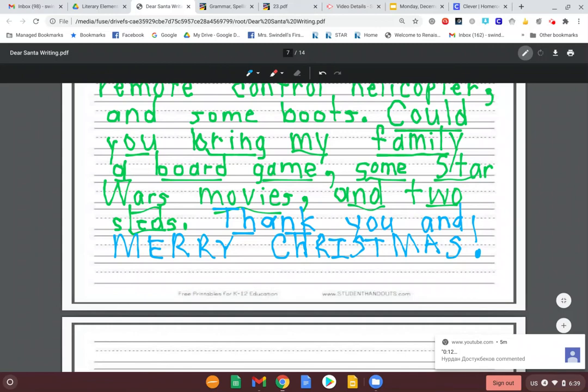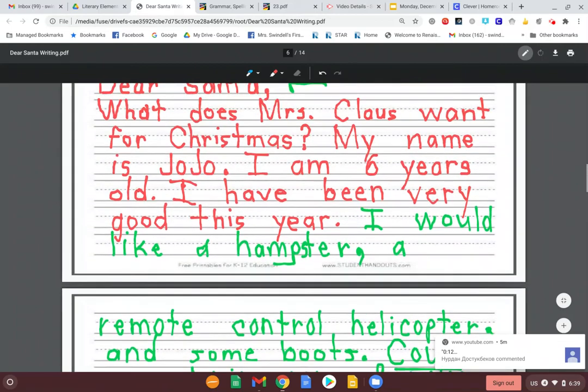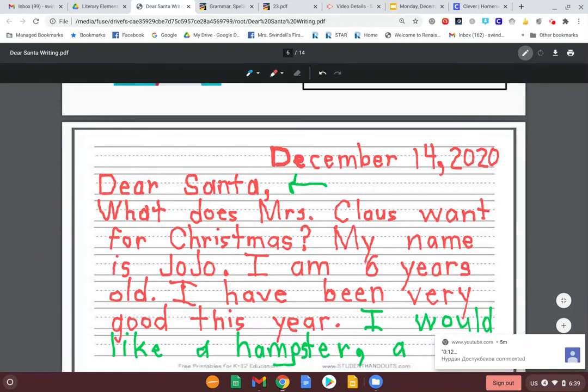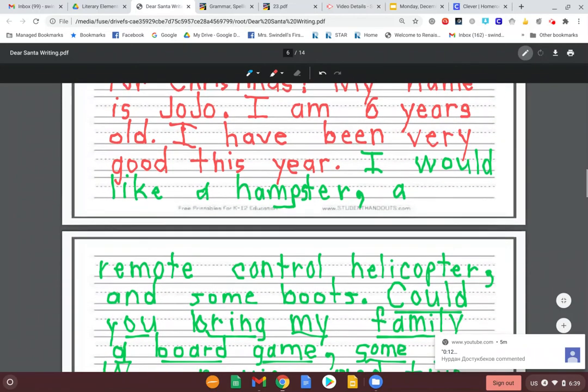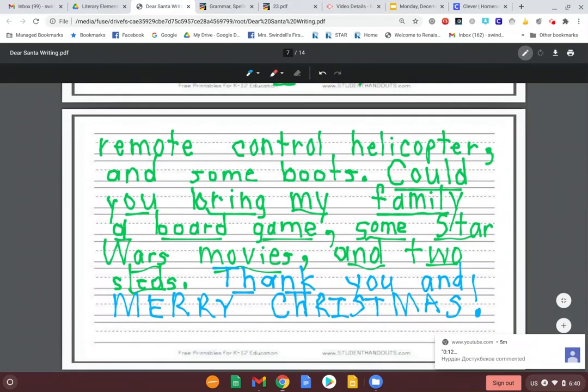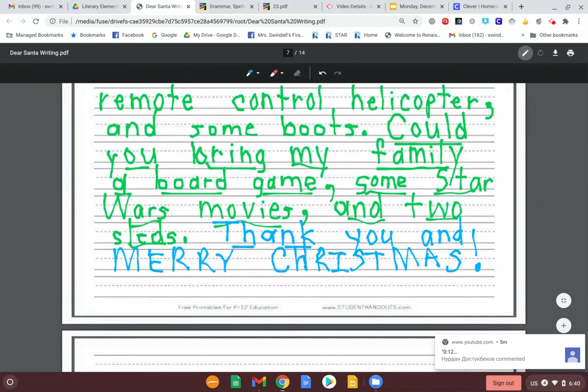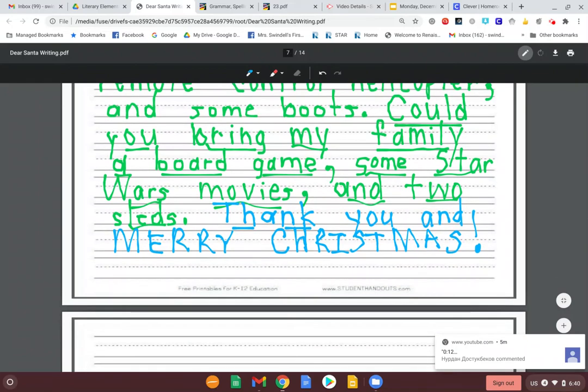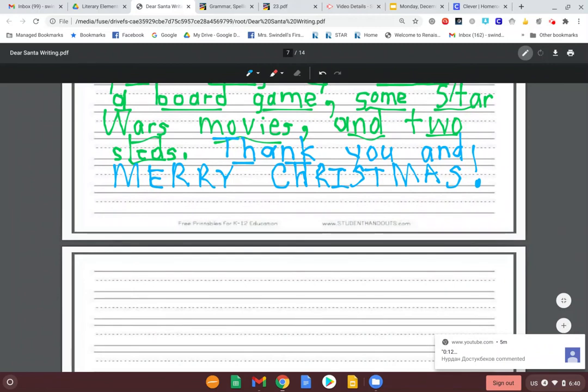Oh, but he doesn't know who the letter is from. So if we go all the way back to the beginning up here, we have the date, we have a greeting, we have a question, we introduced ourselves. The middle of the story has what we would like with a list and what we would like him to bring our family in a list. Then we said thank you and Merry Christmas, but we're going to add something called a salutation. Salutation. I'm going to write it on this next page right here.